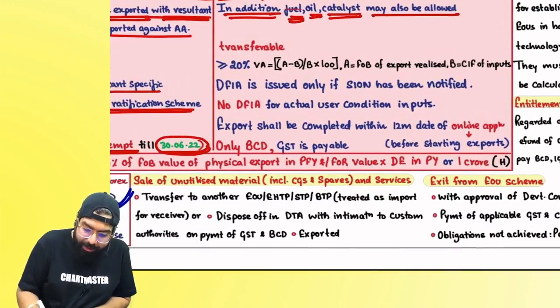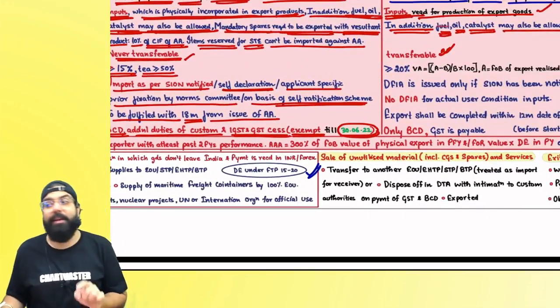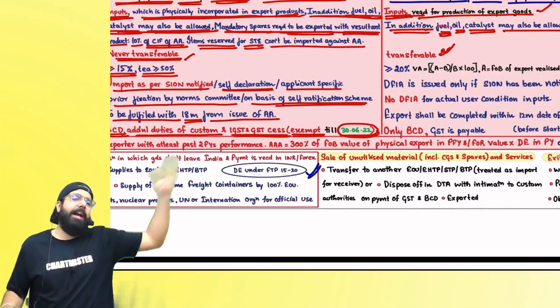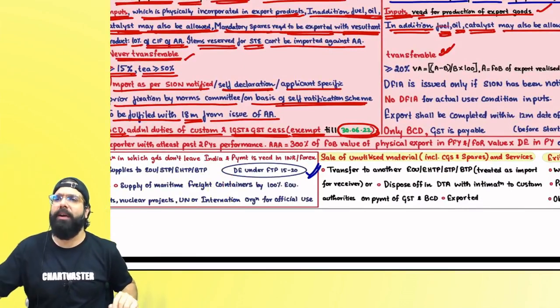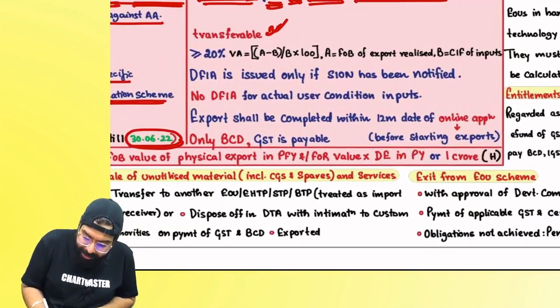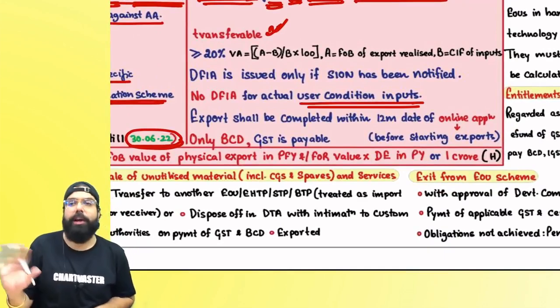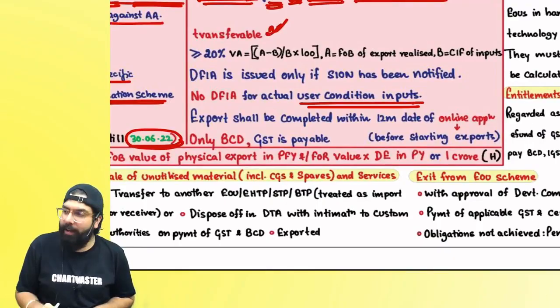Next, sir, are they transferable? Baba, this was not transferable, but this is transferable. Remember, this is transferable. Why, sir? I exported. I don't want input anymore. I will not export. I will give it to my friend. Let him import. So they are telling it is transferable. Here, actual user condition is not there. Are we clear, everyone? Actual user condition is not there.